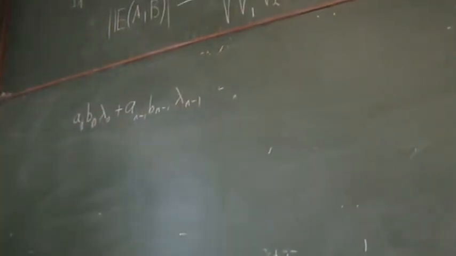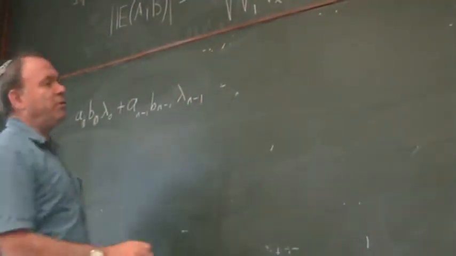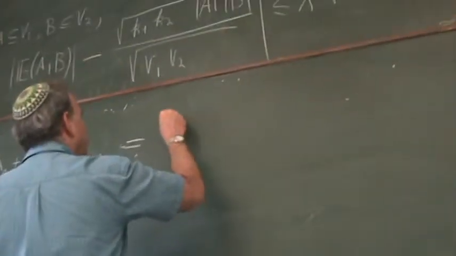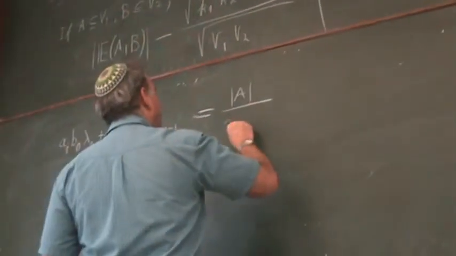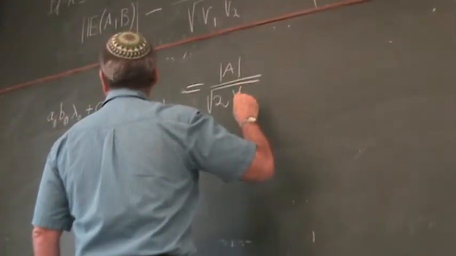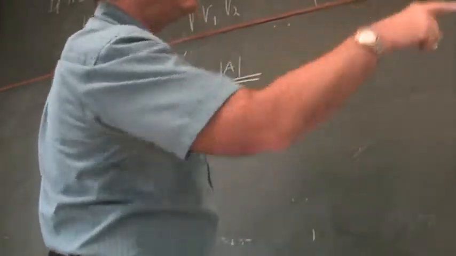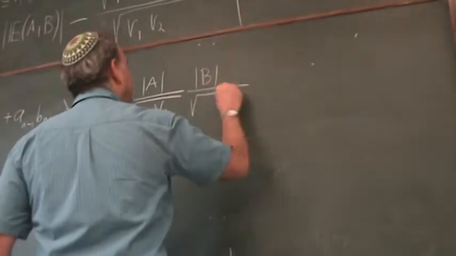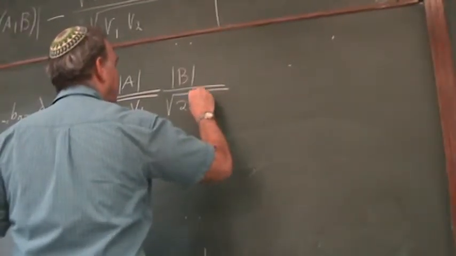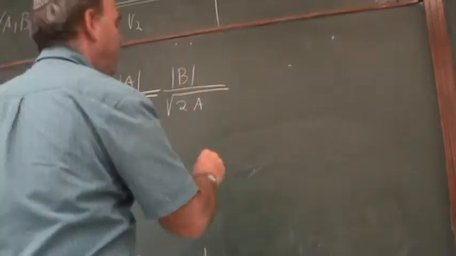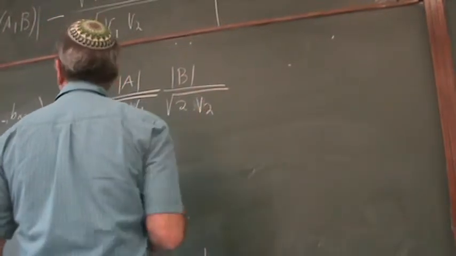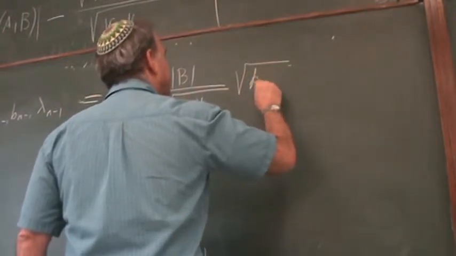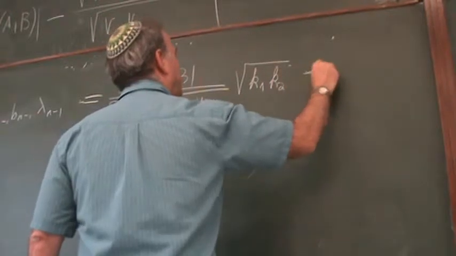Let's compute this. So we know what is a0, right? What is a0? This is |A| divided by square root of 2|V1|. And what is b0? It's written here. It's |B| divided by square root of 2|V2|. And then we have to multiply it by lambda 0. We also know what is this. This is square root of k1 k2. Right?